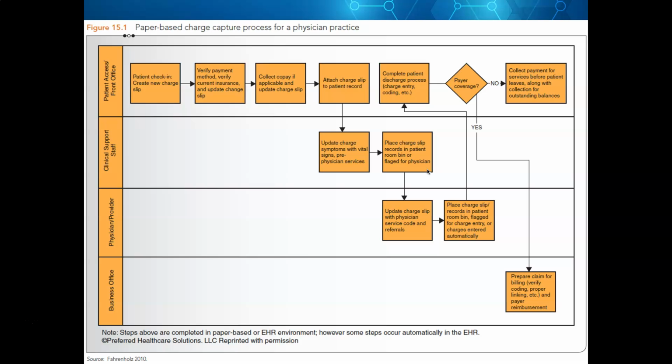They update that charge slip with physician service codes and referrals and all that information. They place that charge slip in the patient room bin again, or they flag it, or they hand it off to the nurse or MA, who knows that it needs to go for charge entry. And then it goes back to the front office.